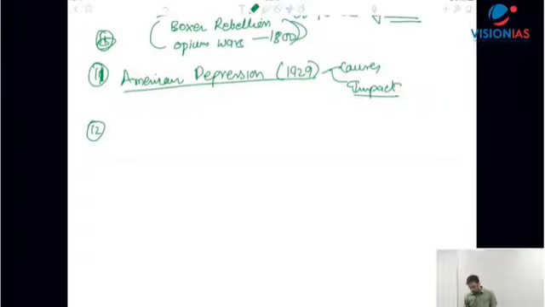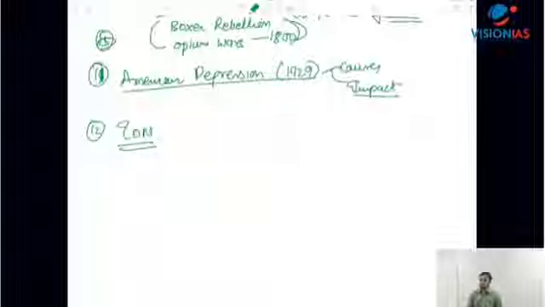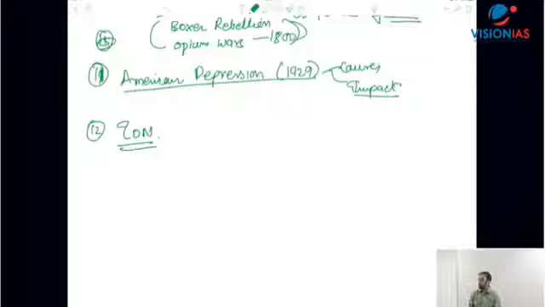Now, apart from this, what we are going to talk about is the League of Nations. The League of Nations was something that was formed after World War I, and it was formed to prevent the outbreak of another world war.